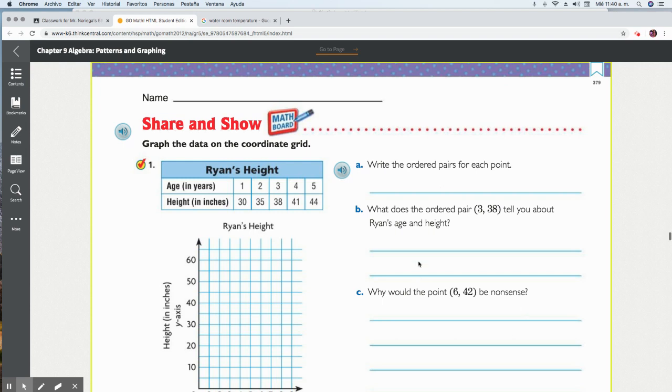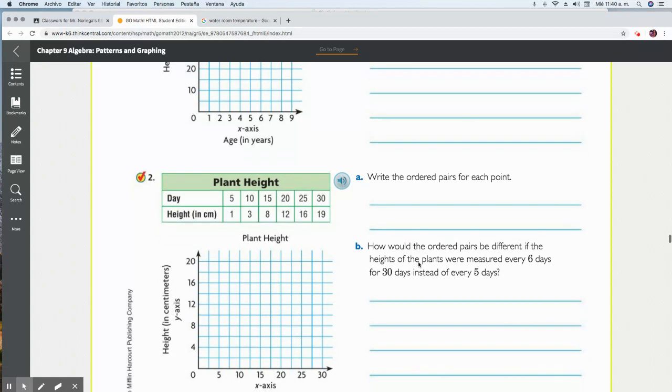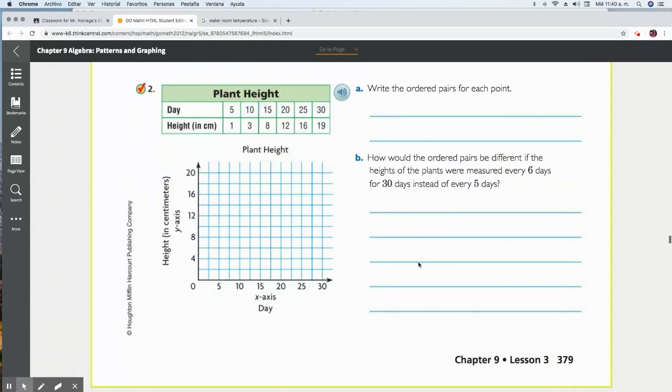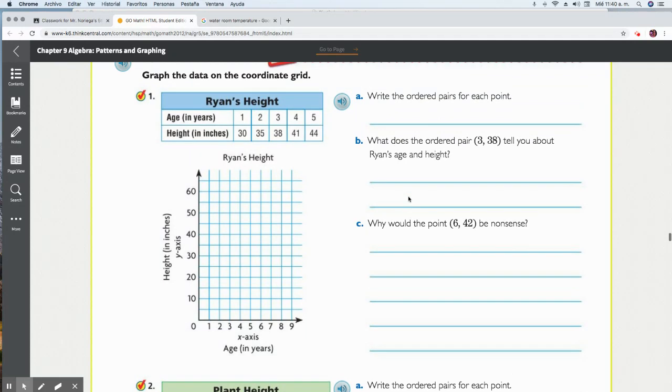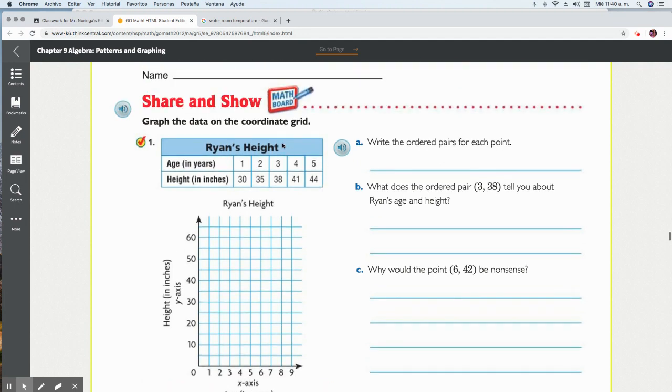Okay, this is page number 379. Again, what we're doing in this lesson is graphing data that is taken from a table. So this is number one, graph the data on the coordinate grid. We're going to use the data on this table titled Ryan's height, and we're going to put it right here.